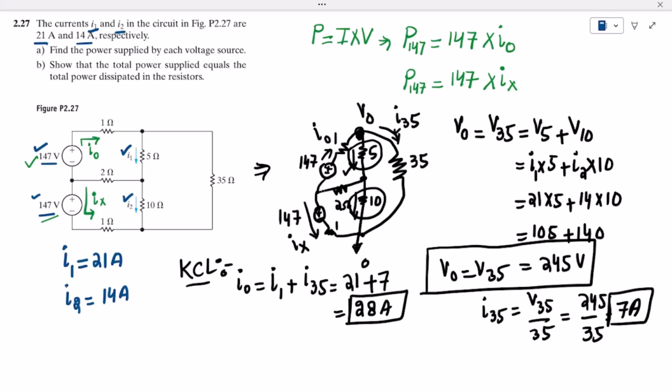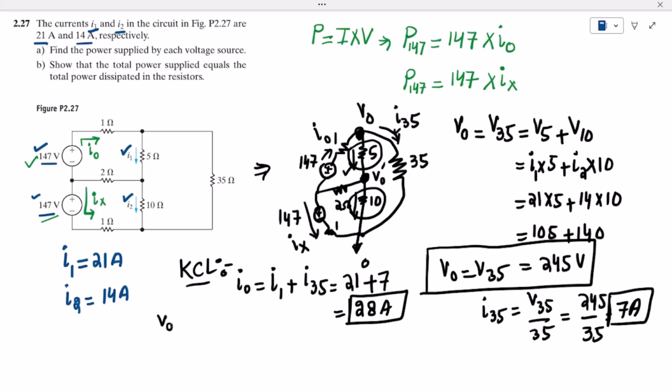Now, in order to find the value of Ix, let us first find this voltage and call it V0 prime. In this branch, the potential difference divided by the resistance gives the current. This V0 minus V0 prime is equal to V5. This is the potential difference formula.